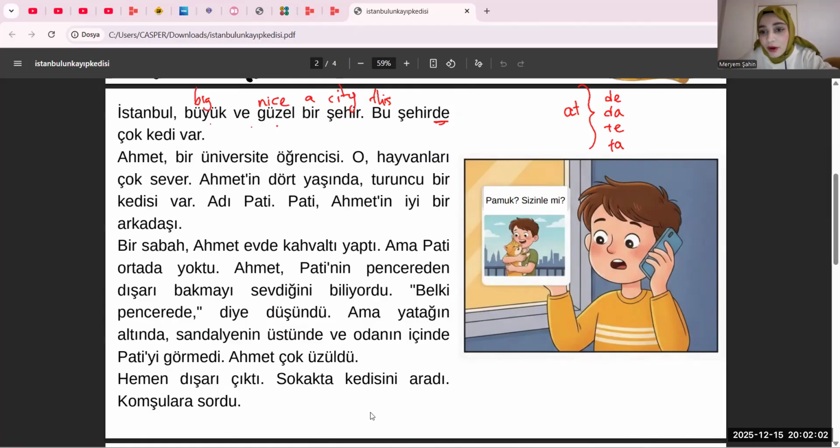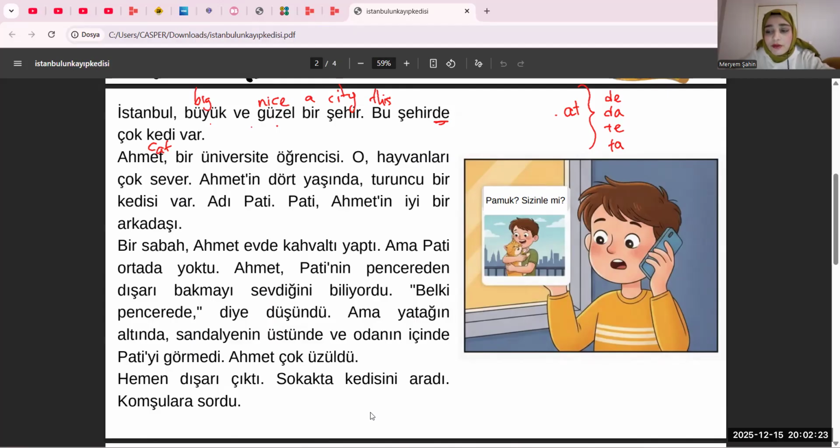It's giving a meaning of at. So bu şehirde means at this city. Çok, I guess most of you know this word, çok means very. Kedi, cat. Var. It stands for there is, there are. For both of them, we use var.